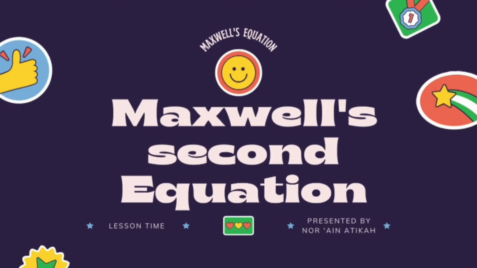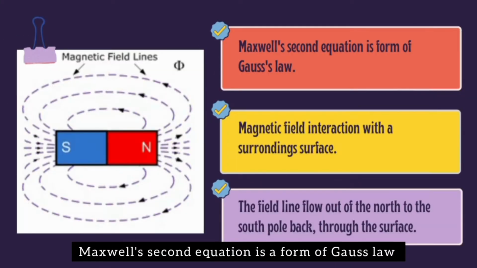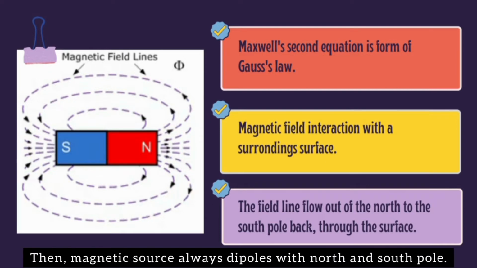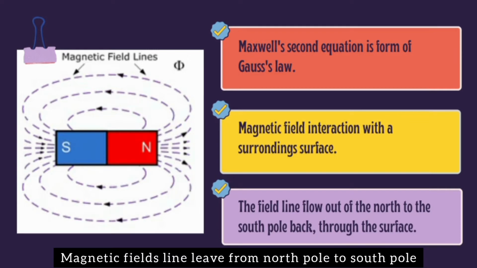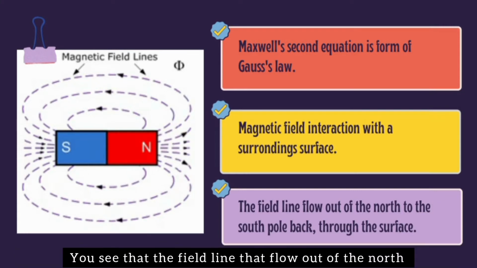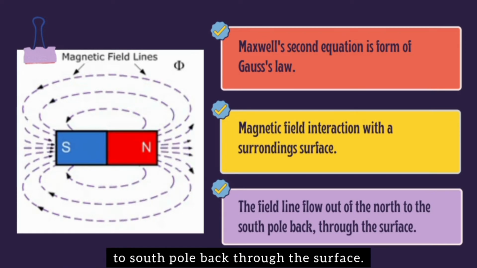Maxwell's second equation is a form of Gauss' law, but with magnetic flux instead of electric flux. The magnetic source always forms dipoles with a north and south pole. Magnetic field lines lead from the north pole to the south pole. As you can see, the magnetic field interacts with a surrounding surface. You see that the field lines flow out of the north pole to the south pole, passing through the surface.